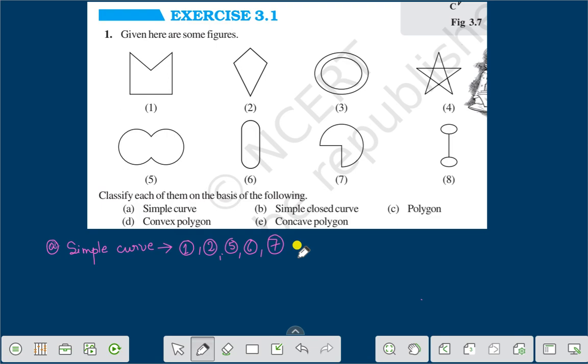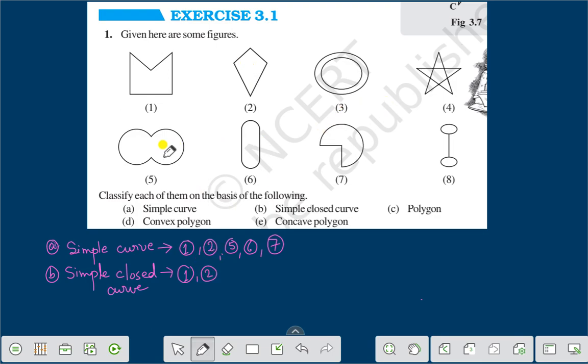Now B is simple closed curve. Let's see 1, there is no end point here, therefore it is a simple closed curve. Simple closed curve is 1. If we consider 2, it is also a simple closed curve because it has no endpoints.